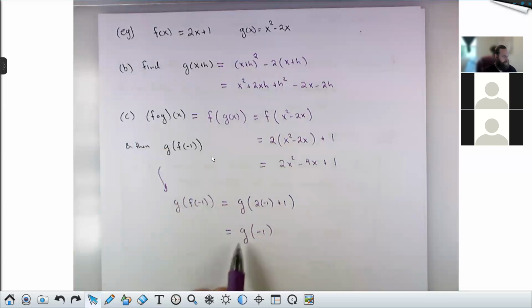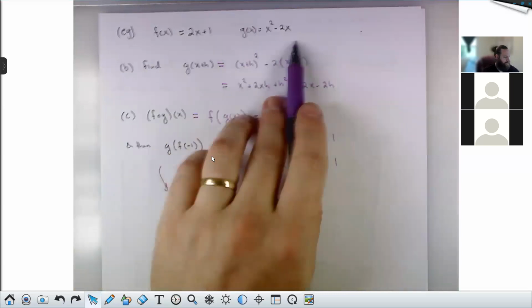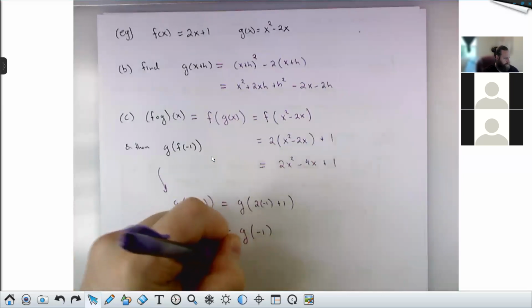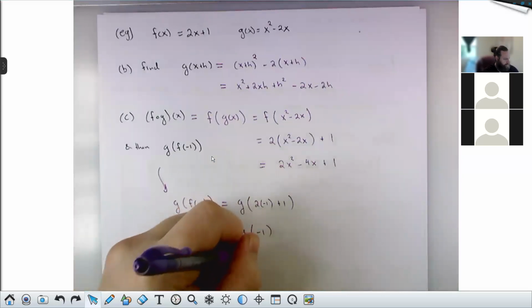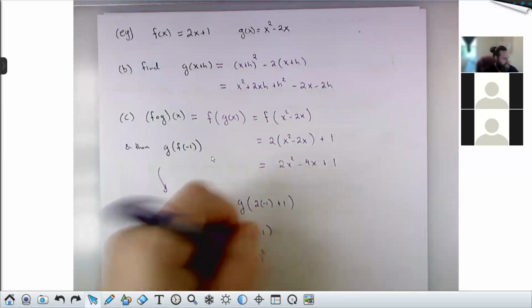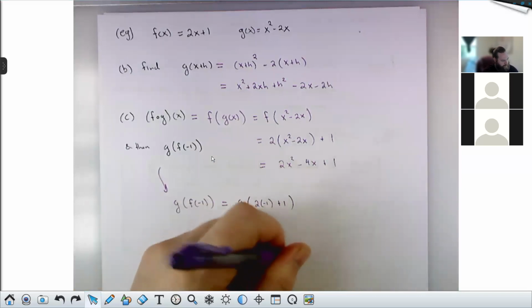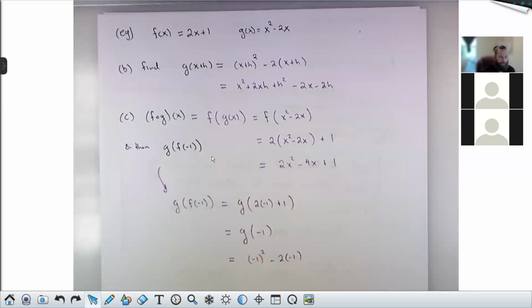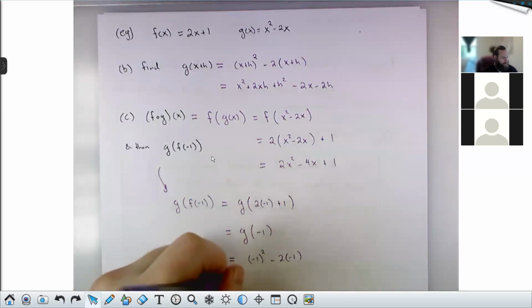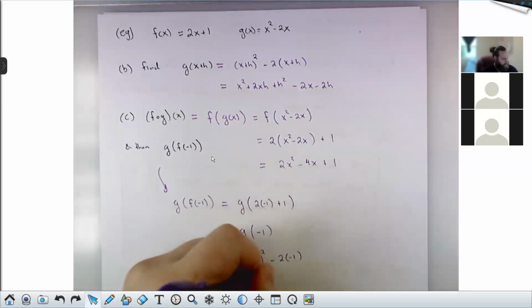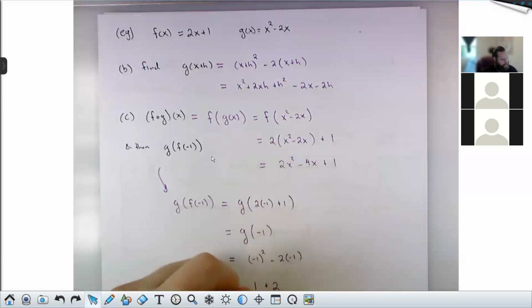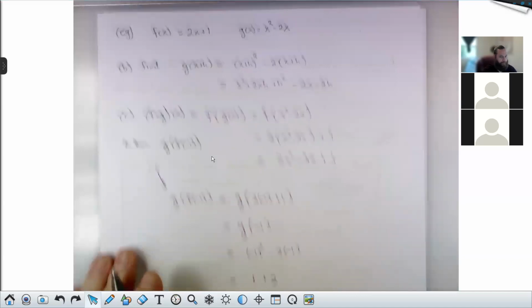And now I'm just looking for g of some number. Well, here's the formula for g of x. We just plug that number in for x. So it's going to be -1 squared minus 2 times -1. -1 squared is +1. And 2 times -1 is -2. Minus -2 is +2. So this is going to be 3.